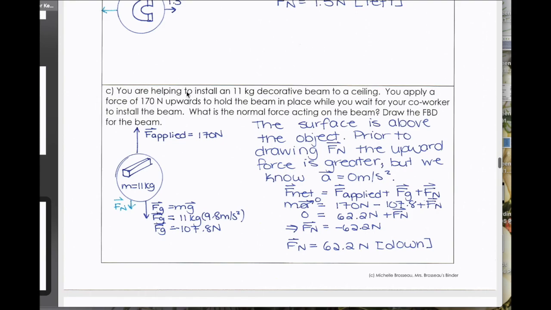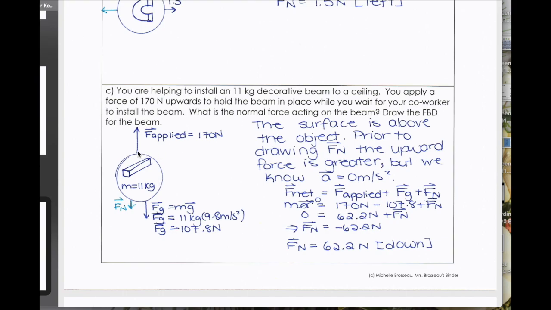If you are helping to install an 11 kilogram decorative beam to a ceiling, you apply a force of 170 newtons upwards to hold the beam in place while you wait for your coworker to install the beam. What's the normal force acting on the beam? So first we draw the FBD for the beam.